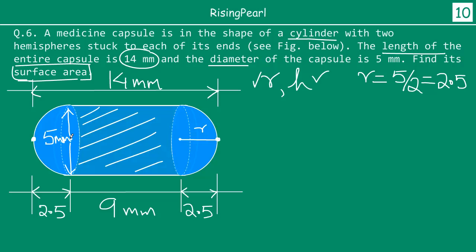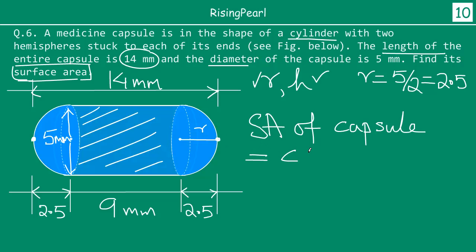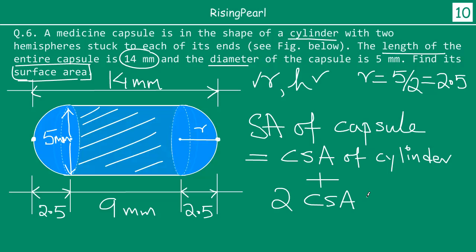And the most important thing that we need for a hemisphere is the radius r, which is also 2.5. So we can absolutely calculate the surface area. Let's write the surface area of the capsule. As we can see from the shape, it will be the curved surface area of the cylinder, plus 2 curved surface areas of the hemisphere.